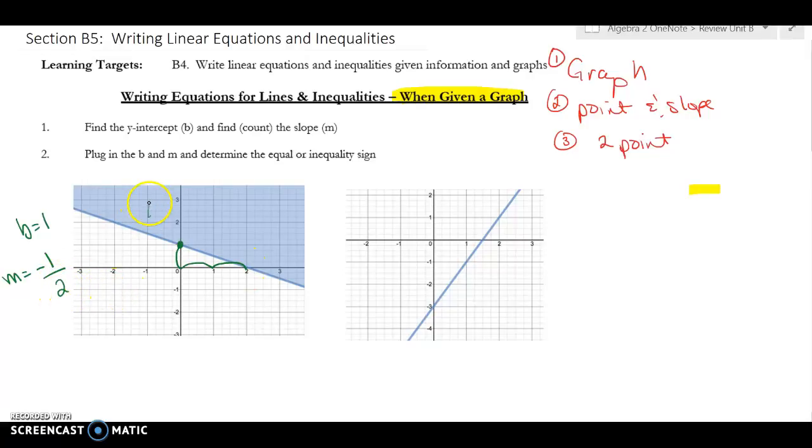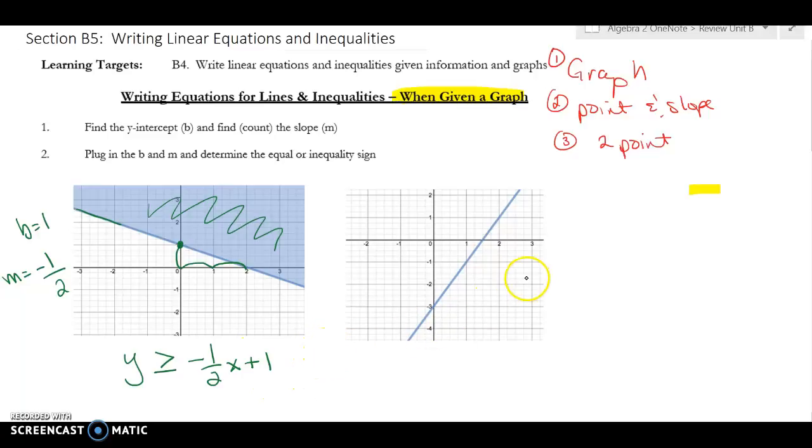Now you notice that this is shaded. So that means it's an inequality. It is shaded above, so it's going to be greater than. The next thing I should notice is that this is a solid line, so it equals that. And now I just write my equation because I have my M and my B. So y is greater than or equal to -1/2 x plus 1.